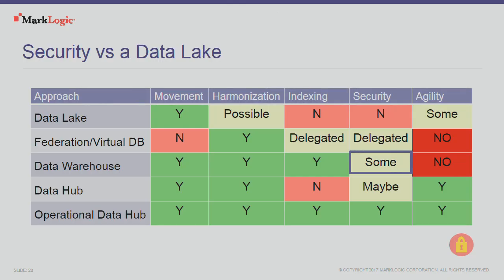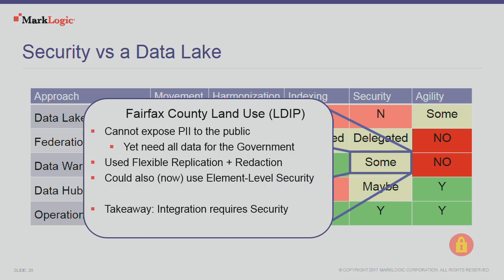Okay. So the next one is security, especially compared to data lakes and sometimes data warehouses. Here's one of our earliest data hubs. This is the Fairfax County use case. And this was years ago. We've been doing a lot of these since then, but I think this is one of the first ones.